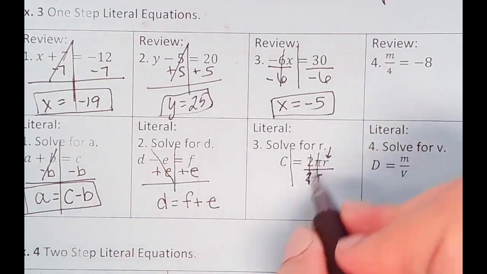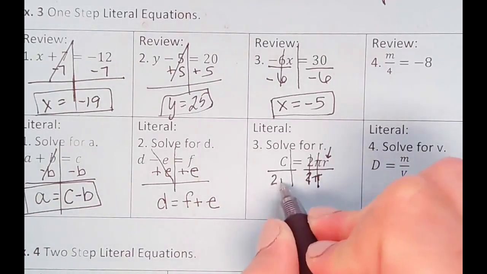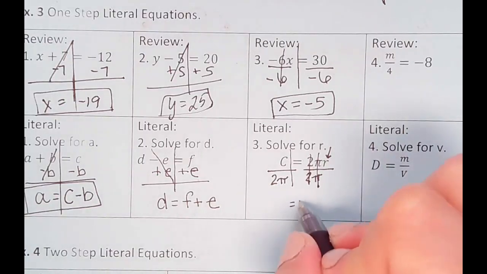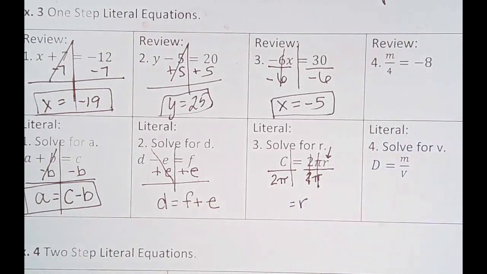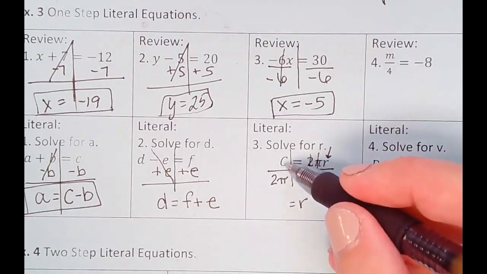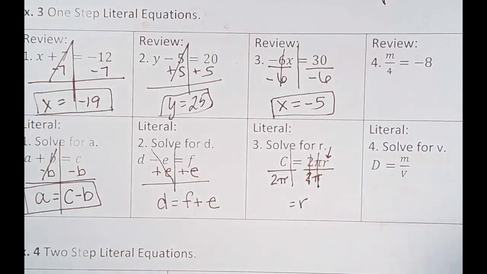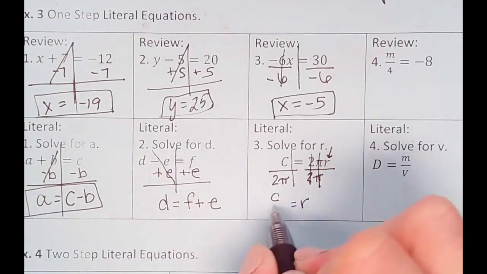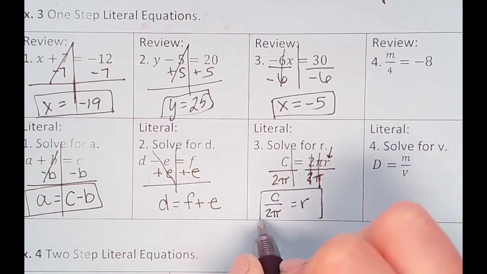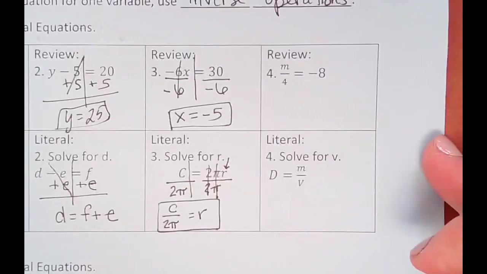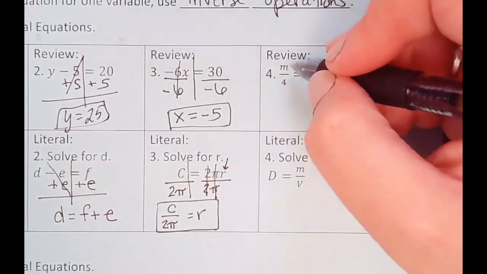Last one-stepper review. I have m over 4 equals negative 8. How do I get rid of this fraction? Well, the fraction is nothing more than division, so undo division with multiplication. Multiply both sides by 4. On the left side, 4 over 4 cancel. I'm left with m equals. On the right, negative 8 times 4 is negative 32.